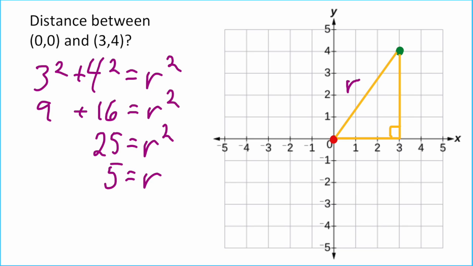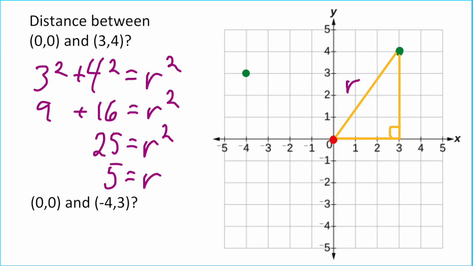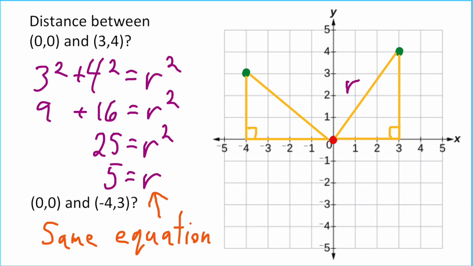Let's try this again with the points 0, 0 again, but this time going to negative 4, 3. Let's draw our right triangle. And it turns out this is going to be the same exact equation because we have legs of 3 and 4, so our hypotenuse will again be 5. So there's other points we can find that make 3, 4, 5 triangles so that the distance from the red point to the green point would be 5.